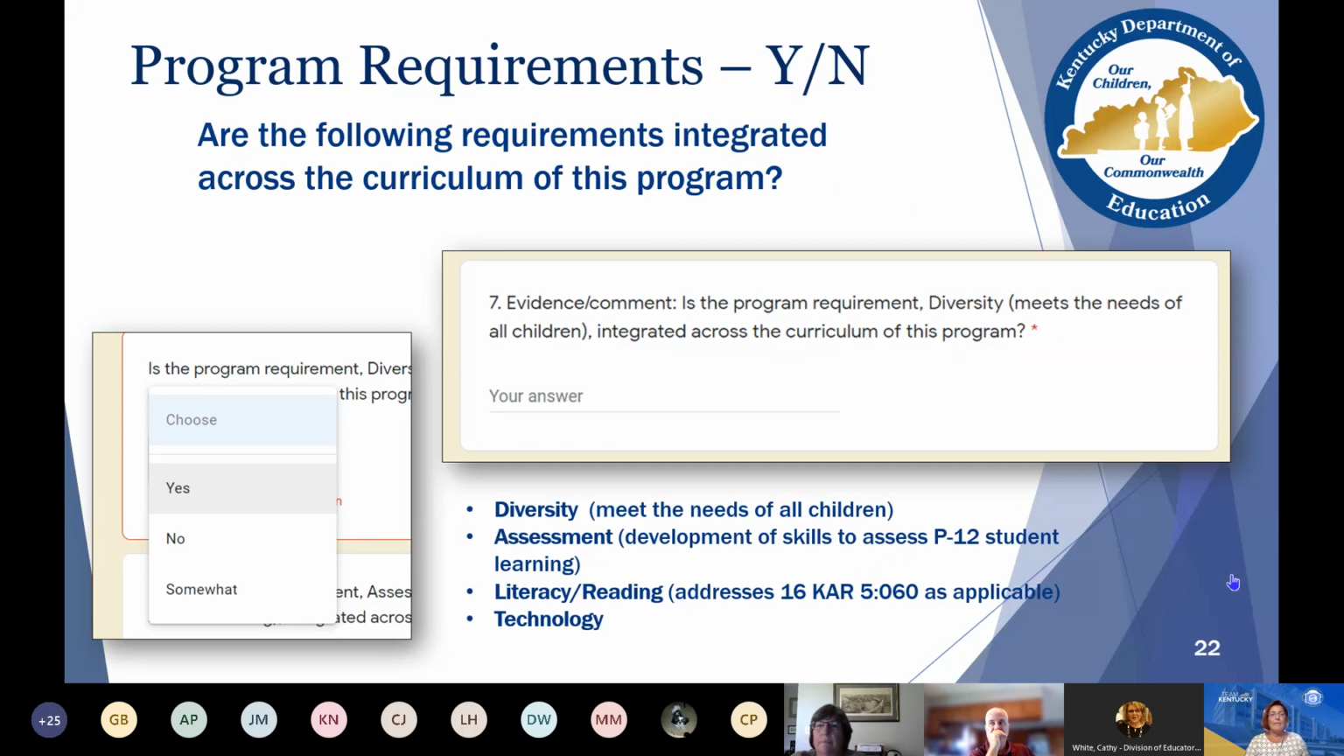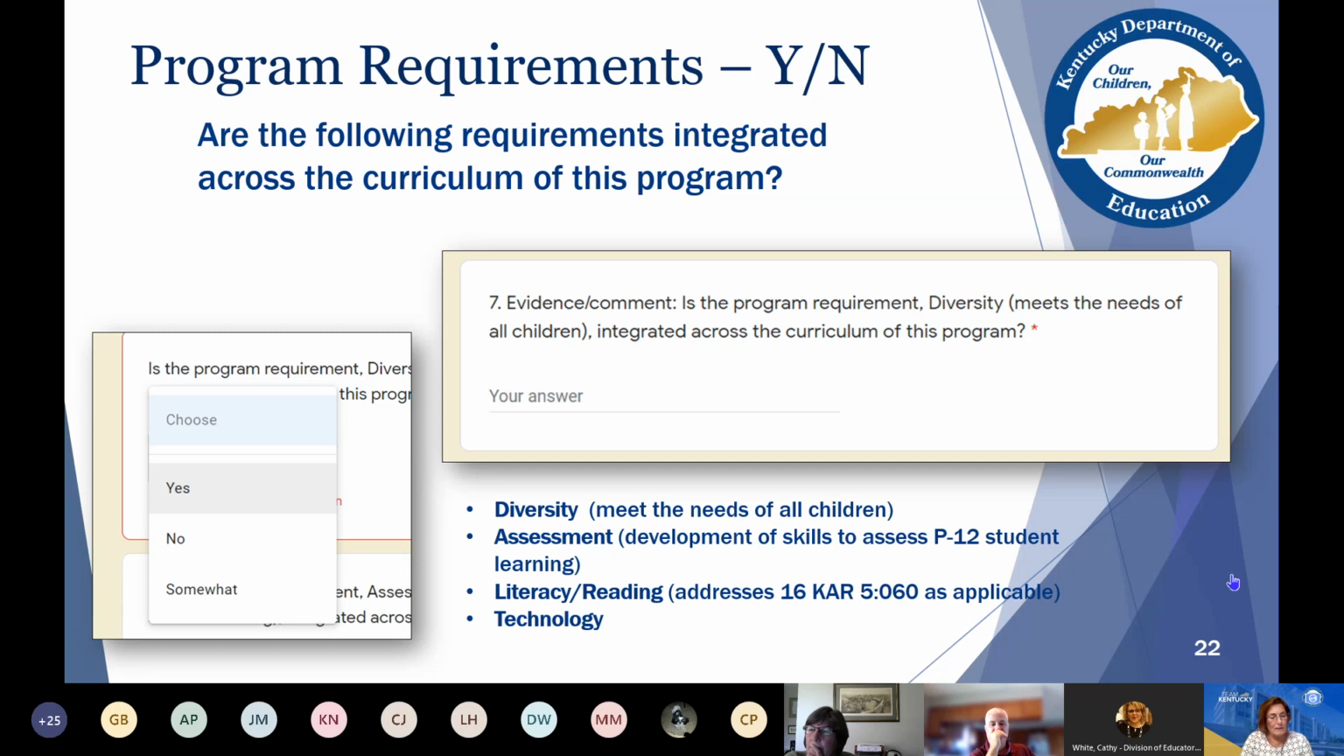We also have 4 additional program requirements. These will be when you are introduced to the content review sheet. These will be separate. They won't all be on the same source, but these are yes/no questions, or somewhat. Yes, they did this. No, they did not, or they kind of did it somewhat. And so what we're asking is not just a yes, no, somewhat, but tell us what you saw.